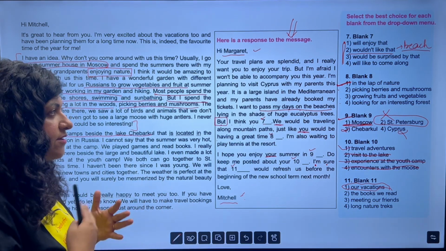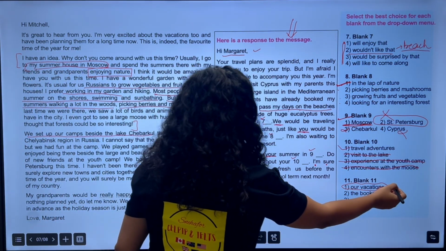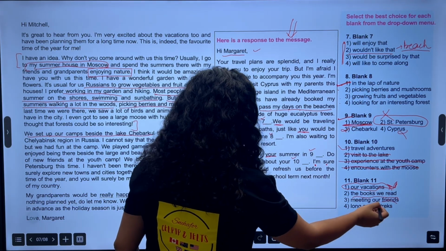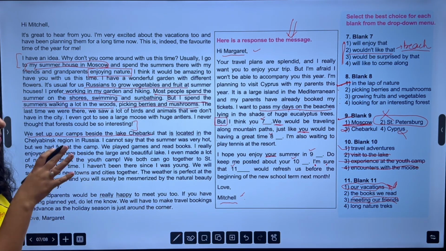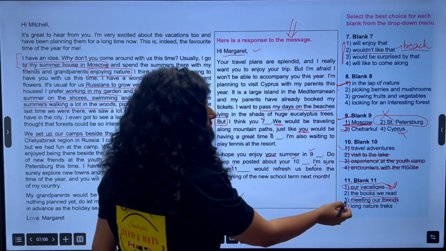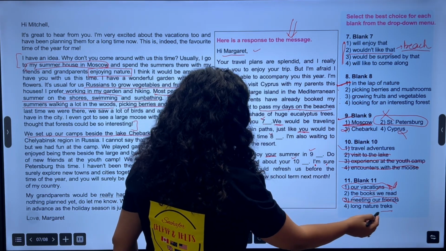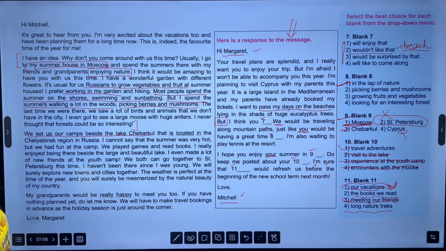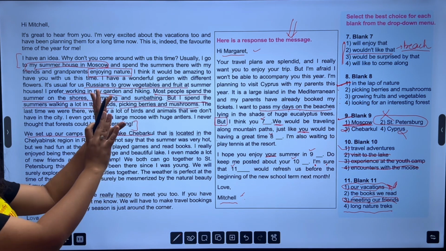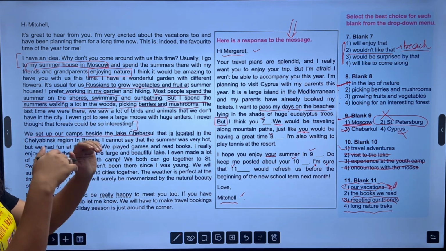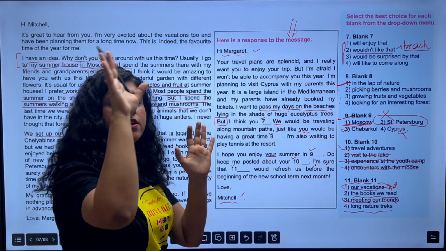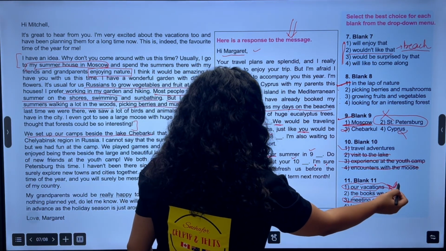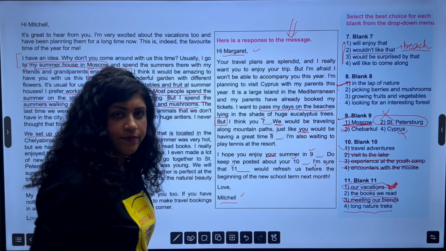So that is something that we get because of vacation, not because of the books or meeting up friends. Here the text is not about meeting up friends. That doesn't make any sense. Long nature treks, it again doesn't make any sense, because the focus of the text and refreshing is something that we get because of the whole vacation, right? So that would be the correct answer, right?